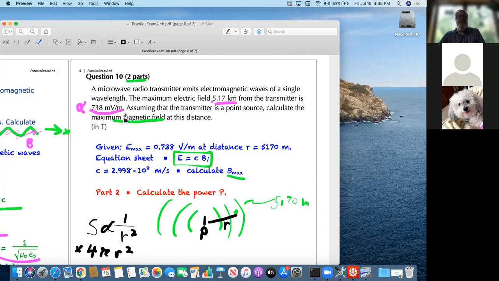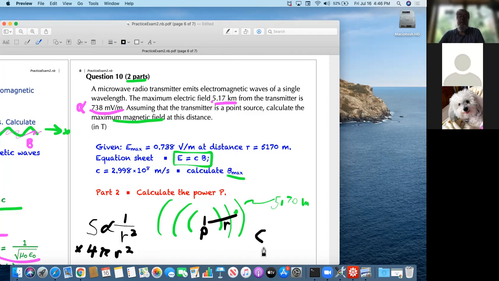What's given is the electric field. What you're looking for is the magnetic field. Well, no, you already calculated the magnetic field. Let me see. So now you want to calculate the power. So the power will be the power flux times 4 pi r squared. But how does that determine B max?